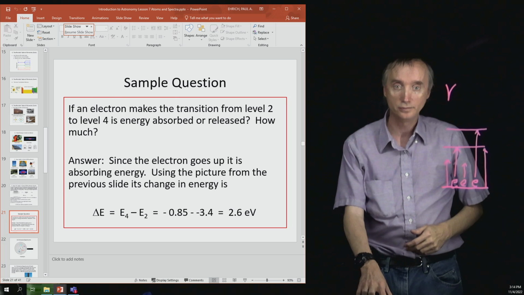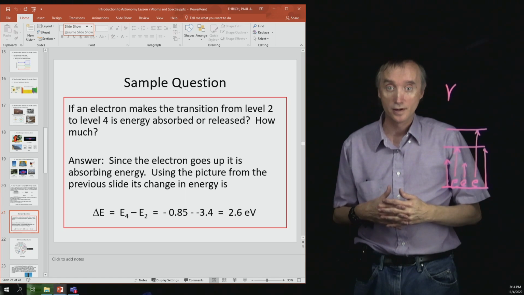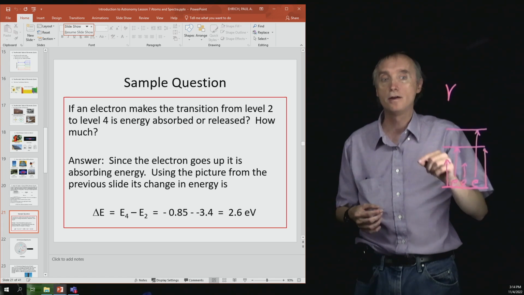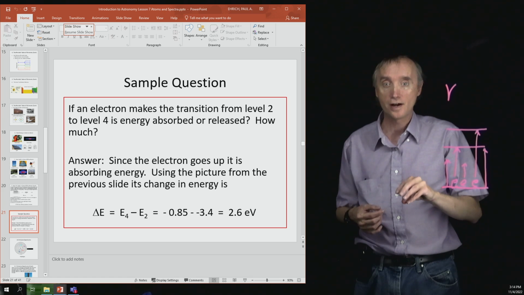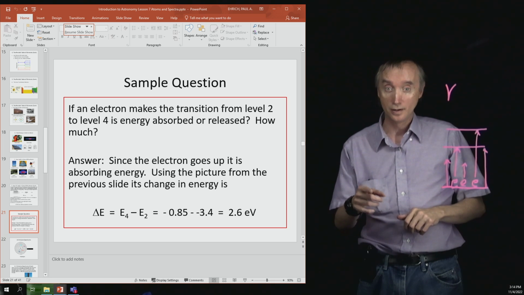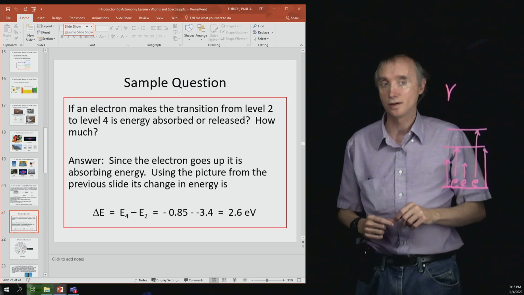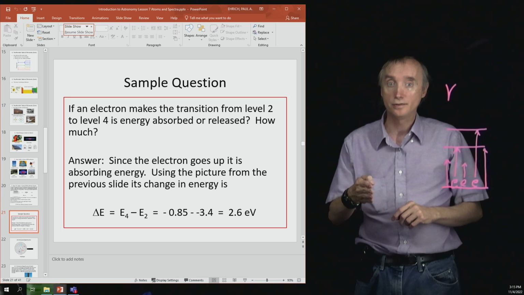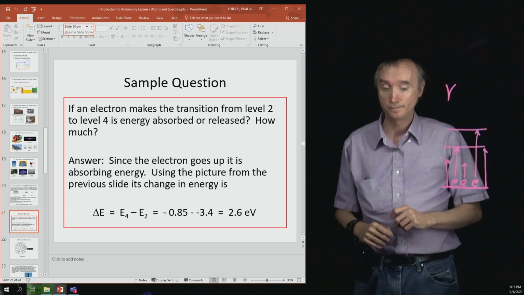Now we go to this picture and we read off the energy that goes with those levels. And remember, when you find the change in energy, the triangle thing, it's always final minus initial. So it was going to the 4th energy level, so that's the final energy minus the energy level 2. So we subtract those two numbers, and remember, a negative of a negative is a positive, so it turns out to be positive 2.6 electron volts. The sign is important because the positive sign means it's absorbing energy. If it had been a negative number, it would have meant it's giving off energy.